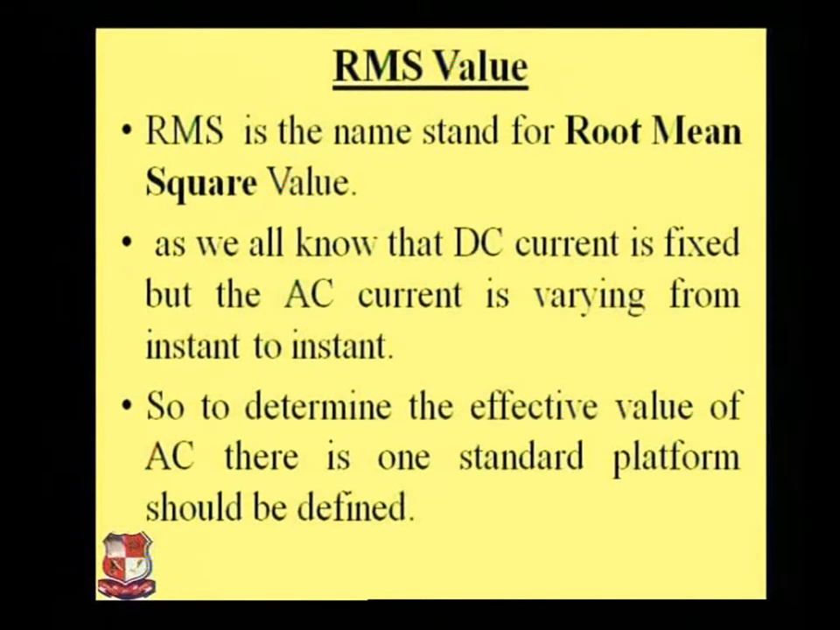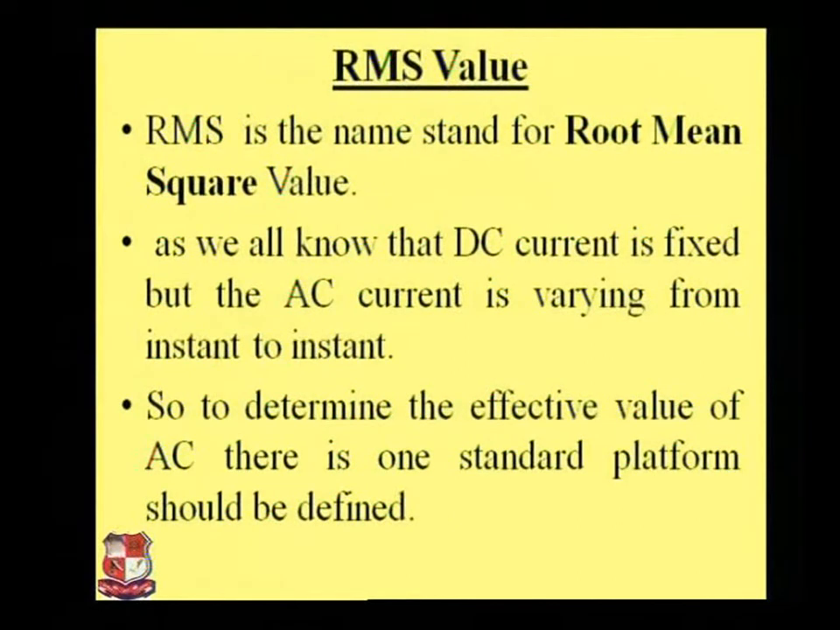As we all know, the DC current is fixed throughout the circuit operation. The value of the DC cannot be changed throughout the operation. But that statement is not the same for the AC current. As we all know, AC is an instantaneous current. The value of the AC changes from instant to instant, time to time.